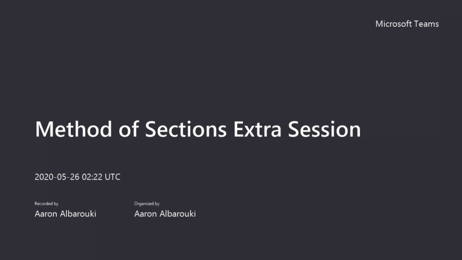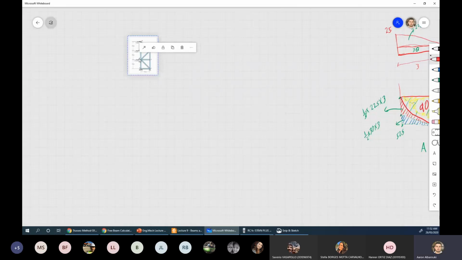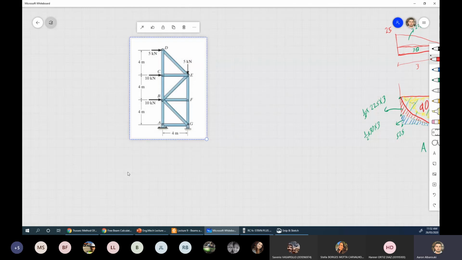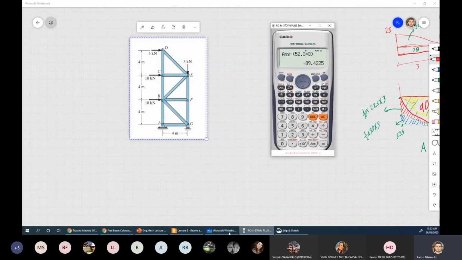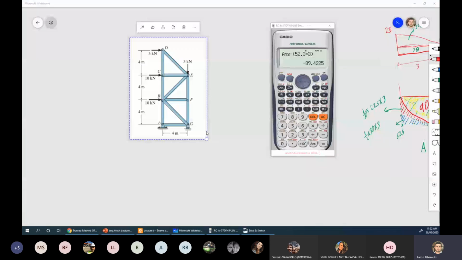So for these trusses here, this is the quiz example, guys, we had. Actually, I'll just take it in a slightly different way. Don't need those anymore.